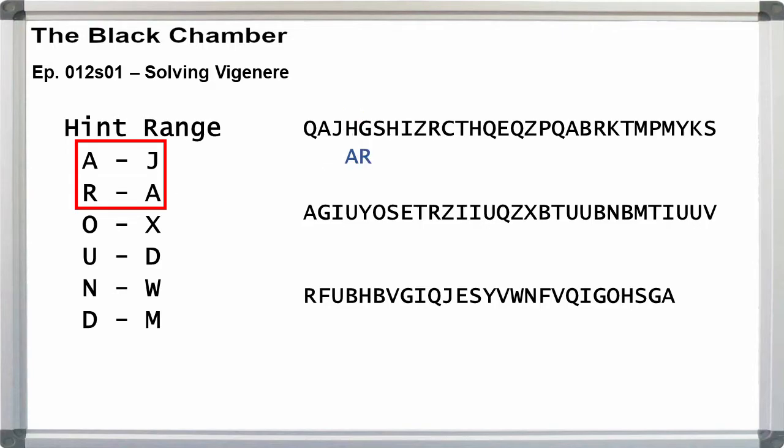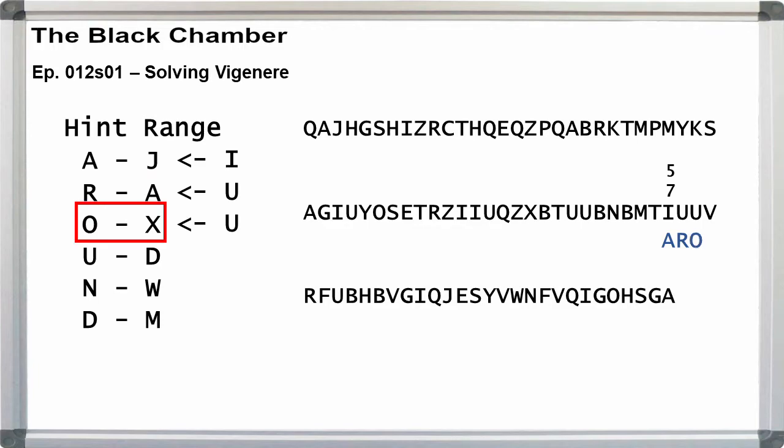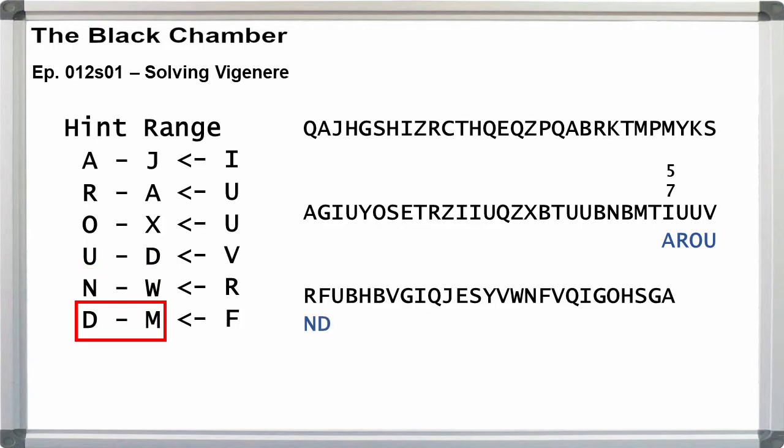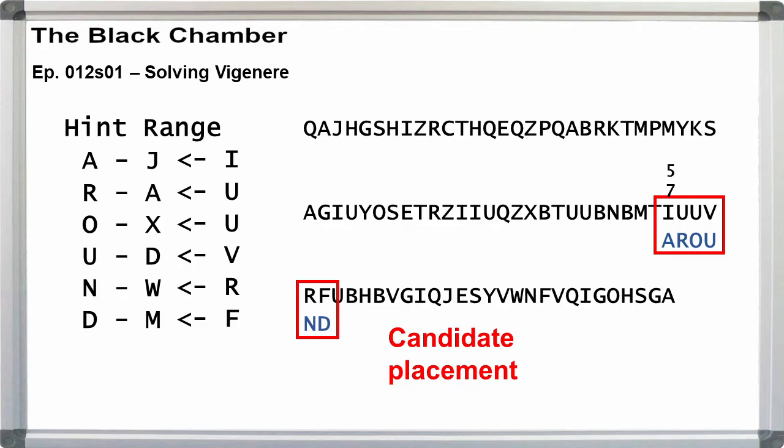Continuing on, we eventually get to position 57. I is within the A to J range. U is within R to A. The second U is within O to X. V is within U to D. R is within N to W. And F is within D to M. We now have a working candidate placement.